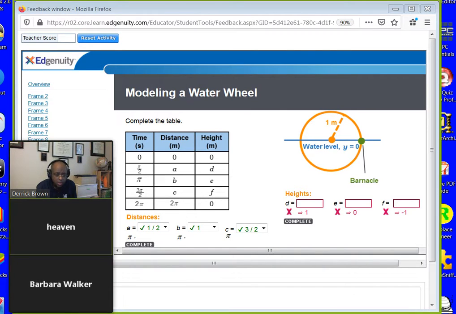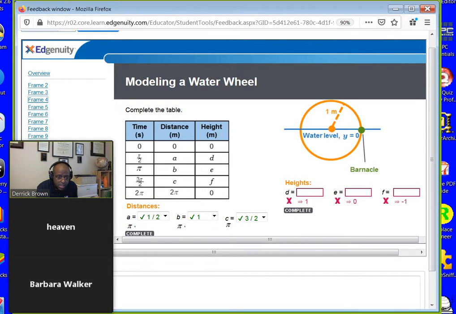All right, so let's talk about what I'm seeing here. All right, so this one's finished, and you got to do this one now. Is that what we're looking at? All right, so you know that A, B, and C are distances of 1/2, 1, 3/2, and then the heights.